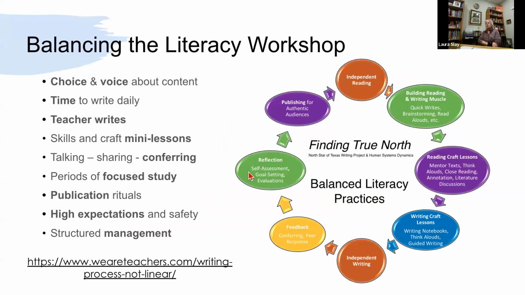So in a balanced literacy workshop, you have this whole model going on where you have independent reading and independent writing. They go in tandem, they complement each other, because we read to gather information. We read for enjoyment. We read to learn how to become better readers. We read to study the mentors and find out how other people write and what their craft is, where we can then build some reading and writing muscle.